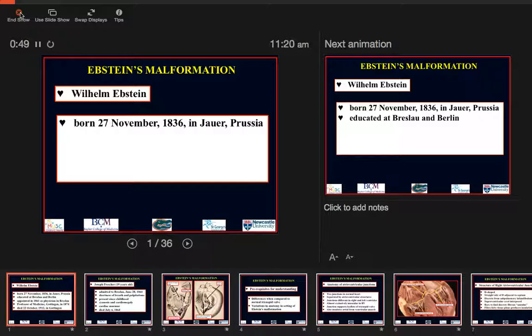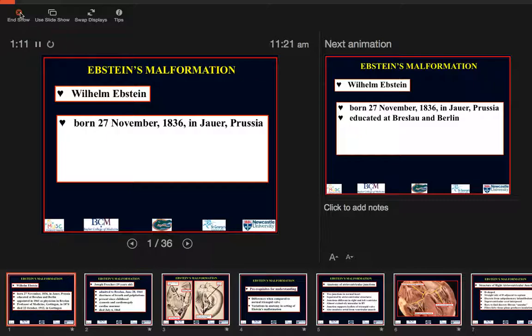Okay, so Ebstein's malformation, a fascinating lesion, and as Yash has told you, when we demonstrate the specimens, I'll also make the comparison with the normal tricuspid valve. That's also what I'm going to do in my PowerPoint. So this is going to set the scene for you.